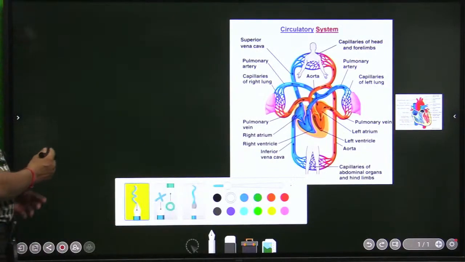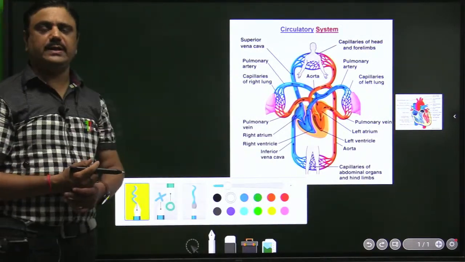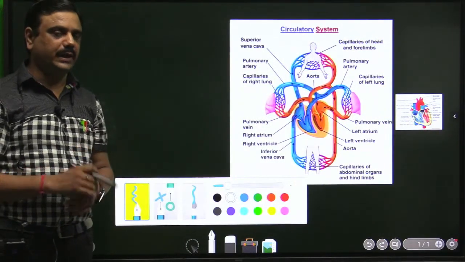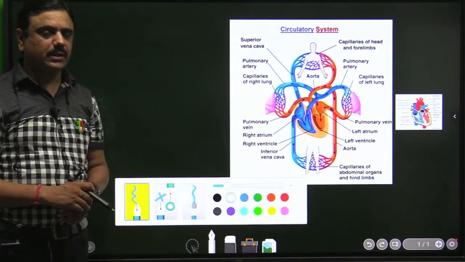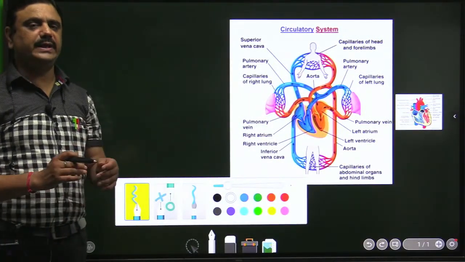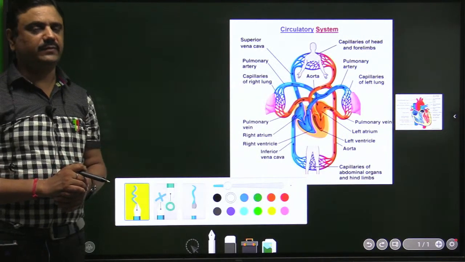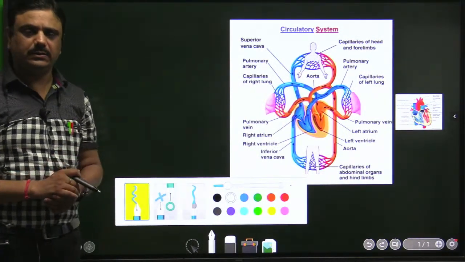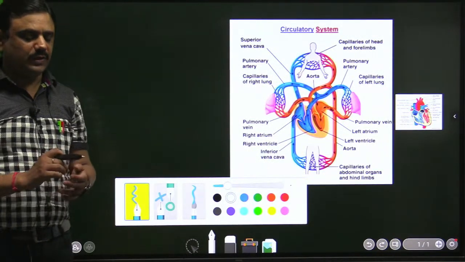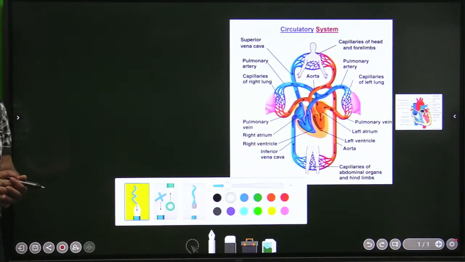Now, I told you that we have three types of blood vessels: arteries, veins, and capillaries. Out of these, capillaries serve only as the channels. So there are mainly two types of blood vessels which are connected to the heart: arteries and veins. Now, what are the differences between arteries and veins?